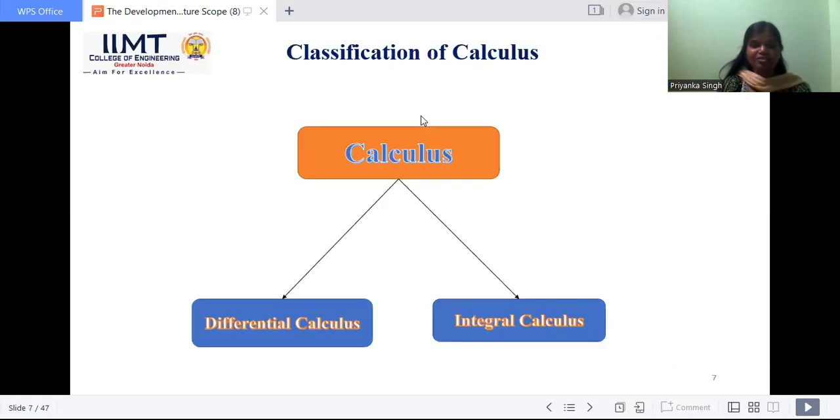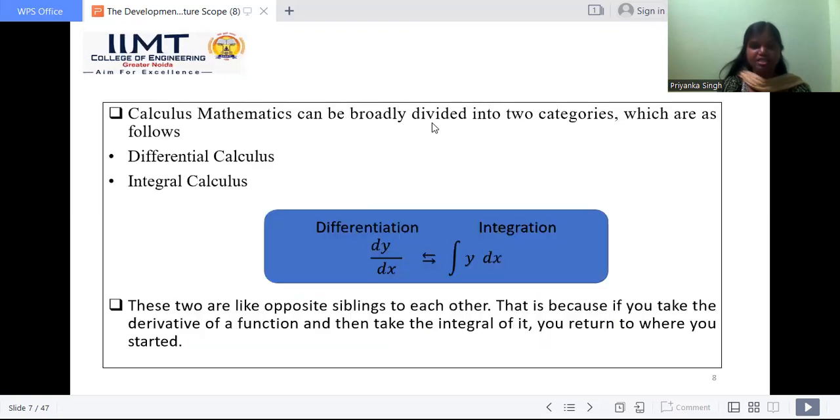Classification of calculus. Calculus is divided into two branches, differential calculus and integral calculus. Differentiation is denoted by dy by dx: y is differentiated with respect to x, and in integration, y is integrated with respect to x. Differentiation changes to integration and integration changes to differentiation. These two are like opposites of each other. That is because if you take the derivative of a function and then take the integral of it, you return to where you started.